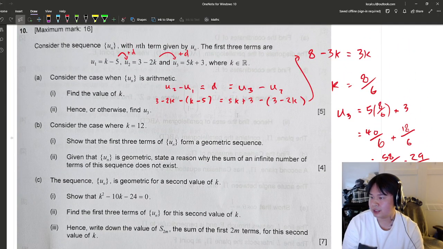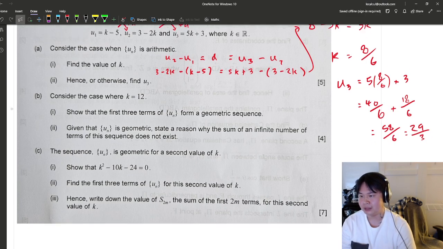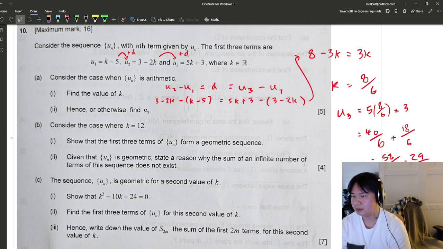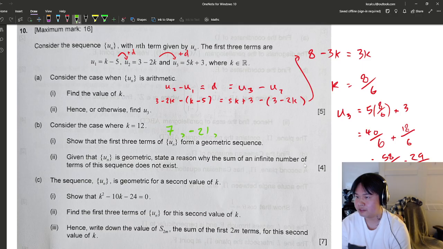Okay, consider the case where k is 12. Show that the first 3 terms have a geometric sequence. Okay, easy. Plug in k is 12. So that means that U1 is 12 minus 5, which is 7. U2 is 3 minus 24, negative 21. And then 5k plus 3, so U3 is 63.